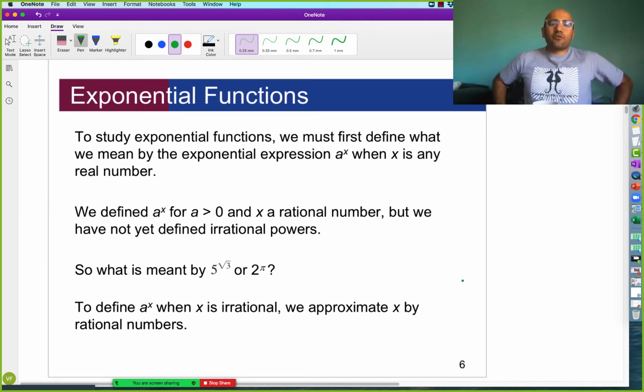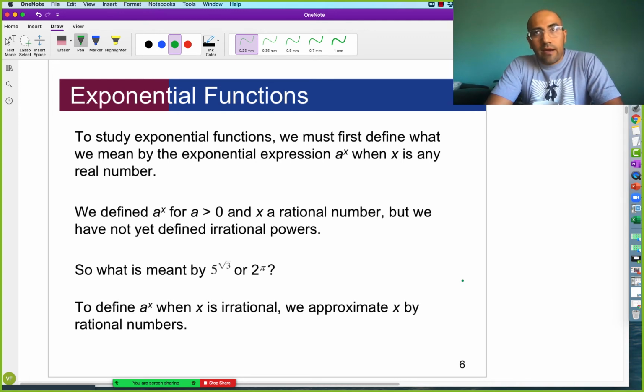Okay, so to study exponential functions, we must first define what it means for a value to have the form a to the x power, when x is any real number. When x is a natural number, like we just saw, x to the second power, when we see a counting number in the exponent, we can visualize what that means.